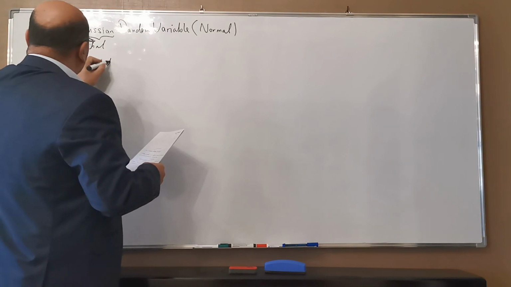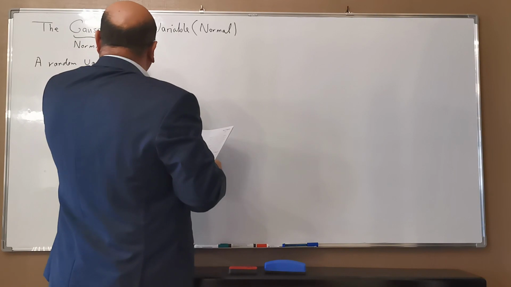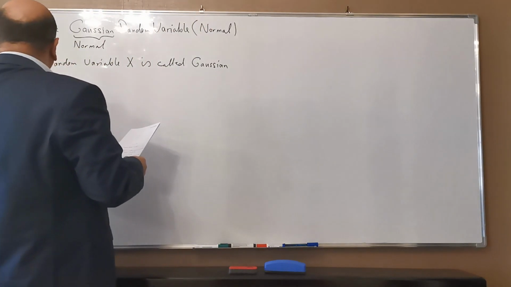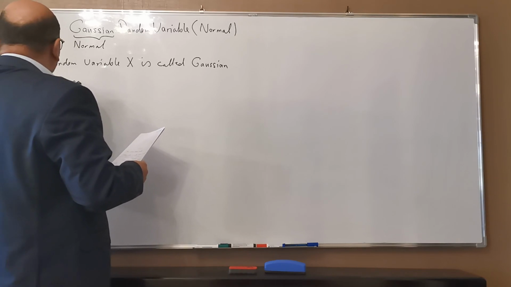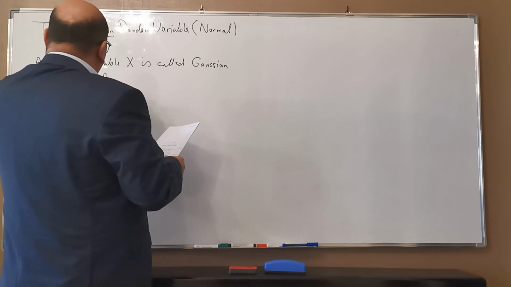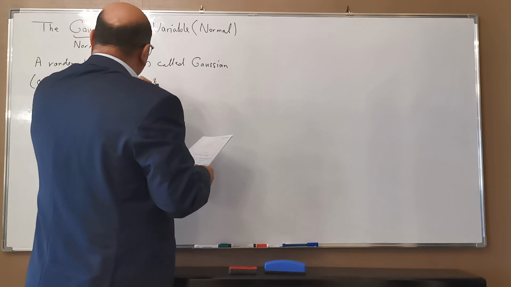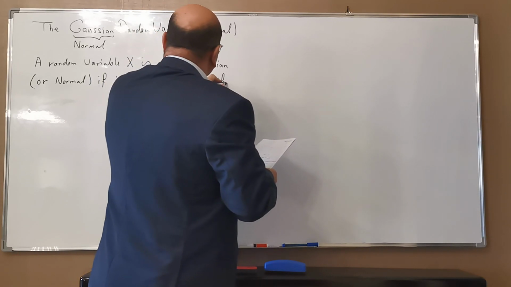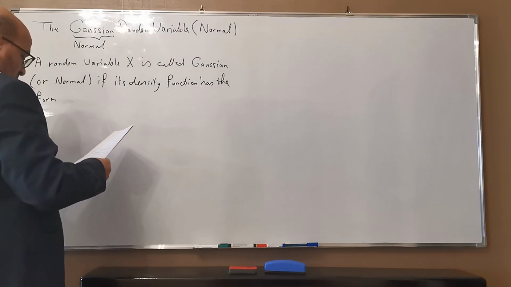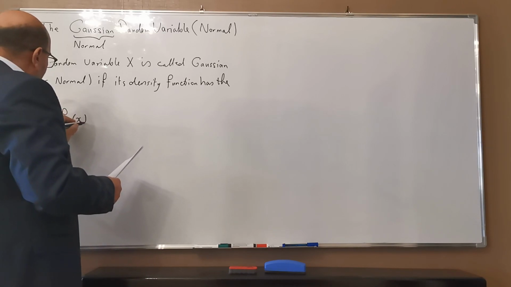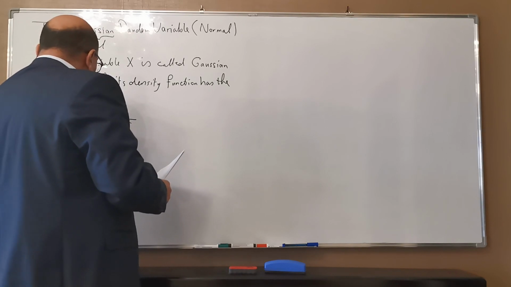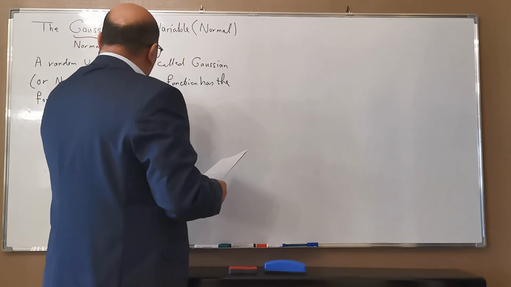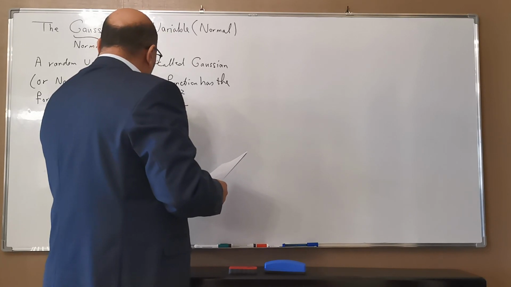Random variable x is called Gaussian or normal if its density function has the form f_X(x) equals 1 over square root of 2 pi sigma_x squared, e to the minus (x minus a_x) squared divided by 2 sigma_x squared.